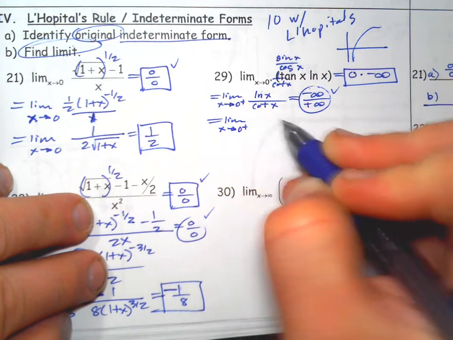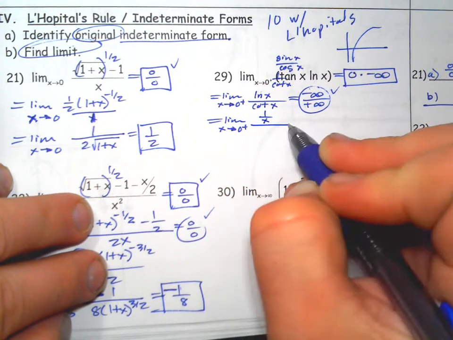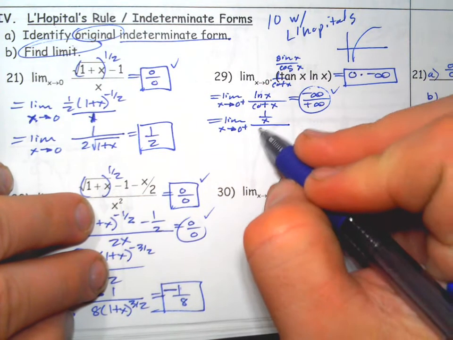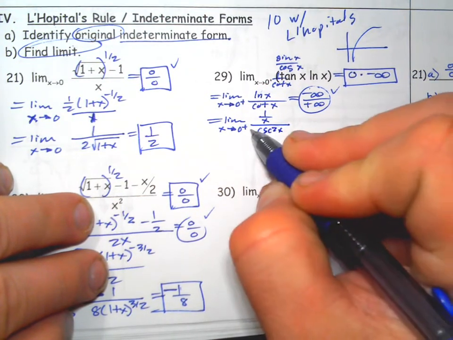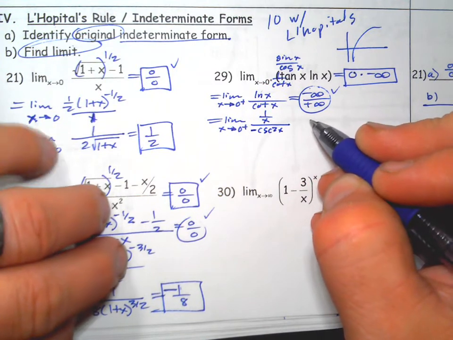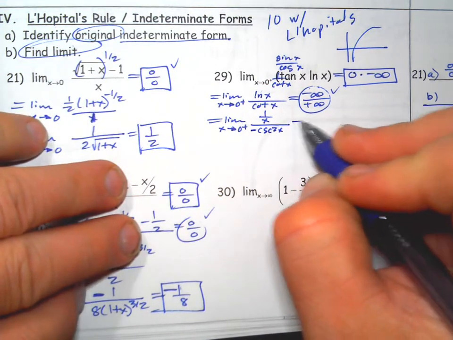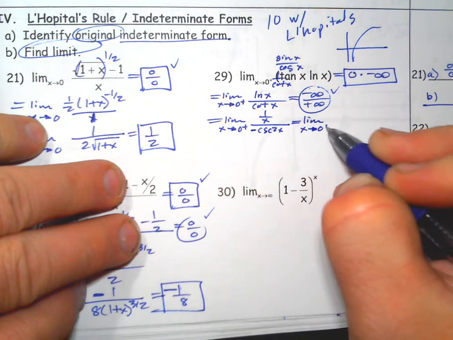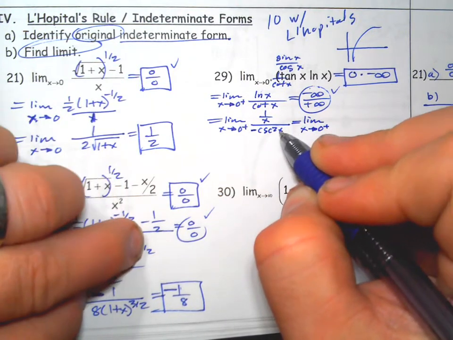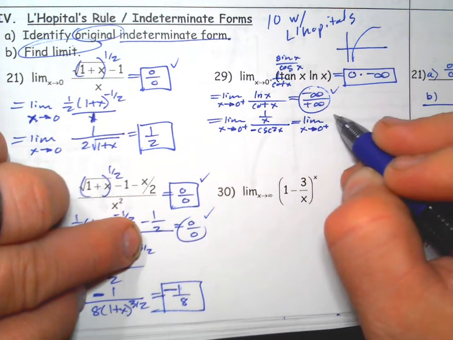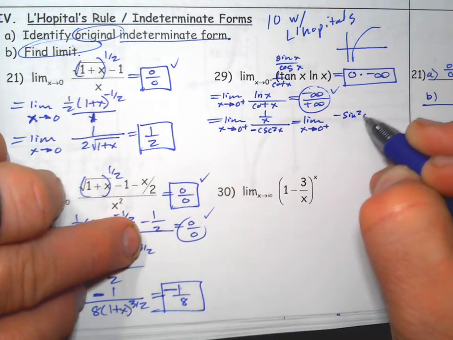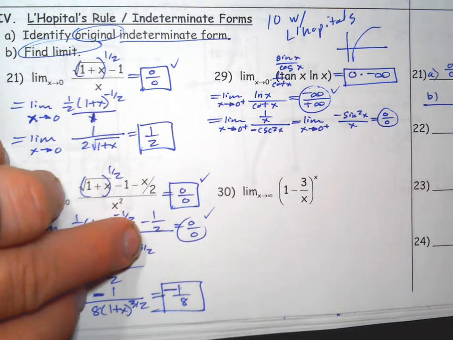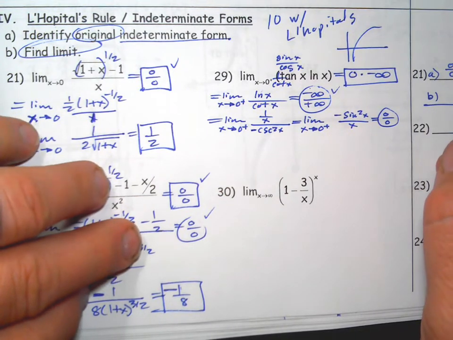And that's going to be 1 over x on the top. Derivative of tangent is secant squared. Cotangent is cosecant squared, negative. I'm going to go ahead and clean this up. Cosecant is 1 over sine squared, so it's going to be negative sine squared on the top over x. So we plug 0 into here, we get 0 over 0 again, so we've got to do L'Hopital's rule again.